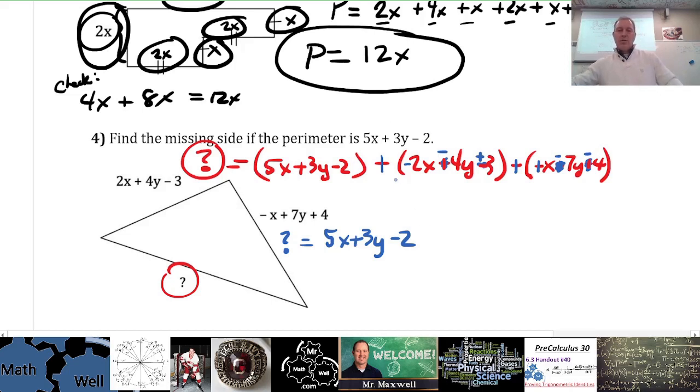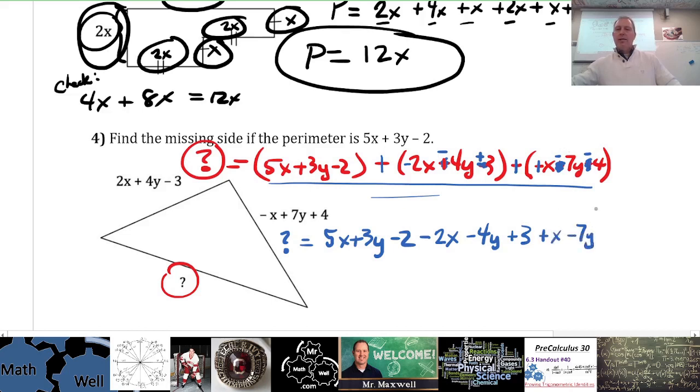Okay, so let's go from here and let's write down the simplified sum. So now I'm going to add a negative 2x. So I'm just going to write that as minus 2x. Everybody see that? And then I'm going to add a negative 4y or just minus 4y, and add a positive 3 or just plus 3. I'm going to then add x, then I'm going to subtract 7y, and subtract 4.